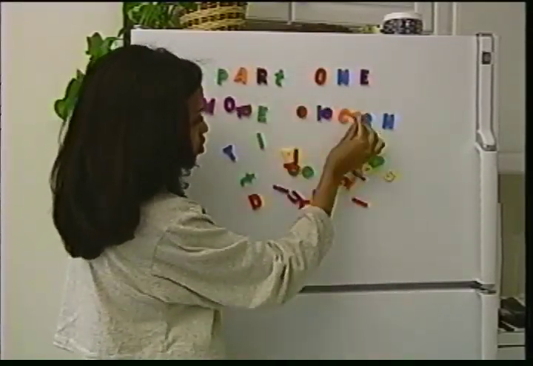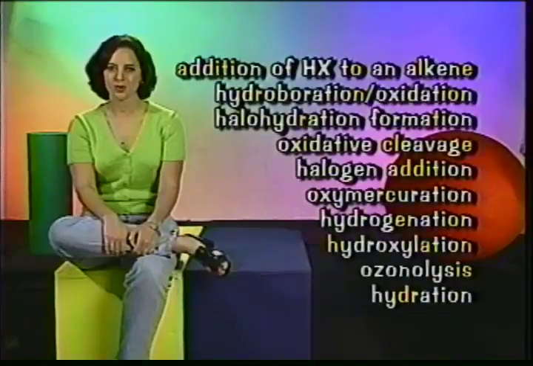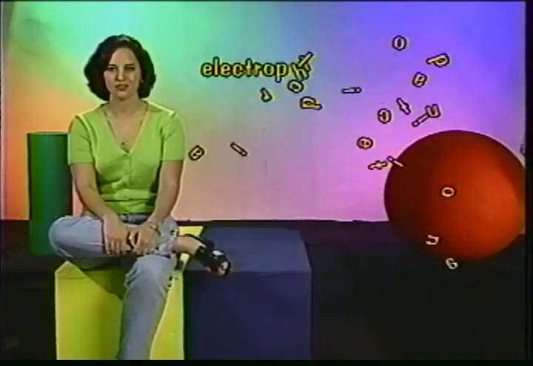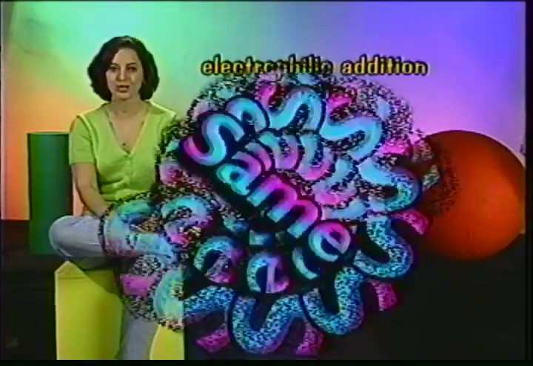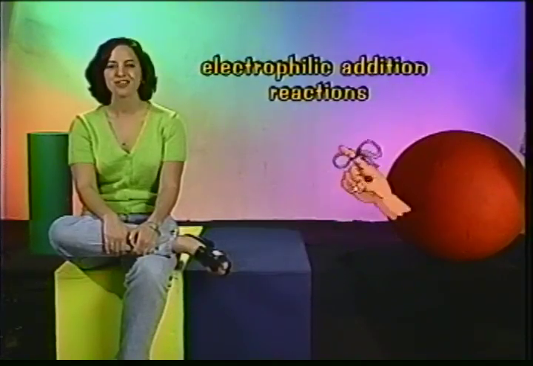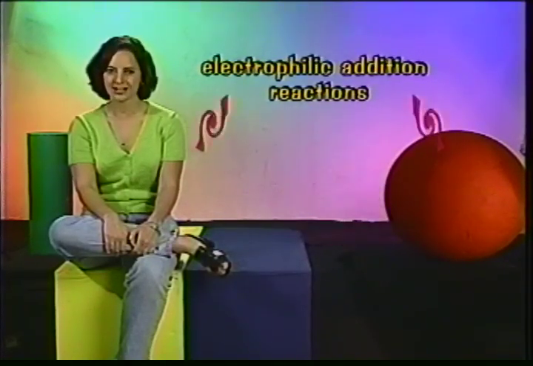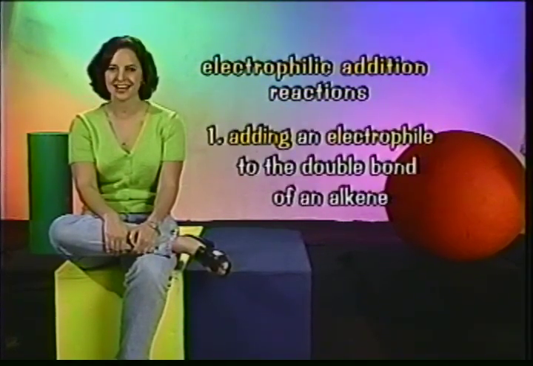Part 1. More electrophilic addition reactions. These reactions we'll be looking at are all electrophilic addition reactions. They're the same type of reaction we looked at in the deep-fried world of organic chemistry part 2. Remember, they're called electrophilic addition reactions because in the first step of the reaction, we're adding an electrophile to the double bond of an alkene.